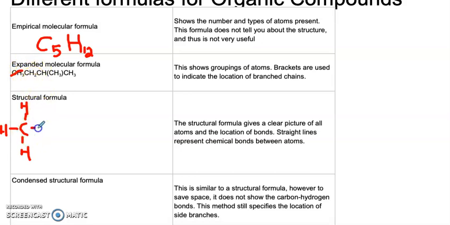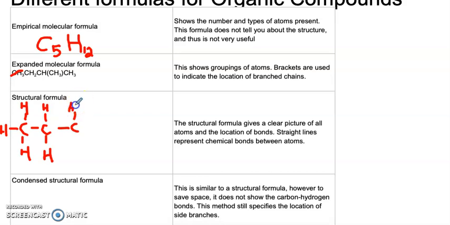So now I have a C, and all the C's kind of always go in the middle for the most part. That's why we call them our main chain. It has 2 H's, so one goes up, the other one goes down. Then we have our next one. So our next one just says CH. So I go to my C, and I have my H up here.